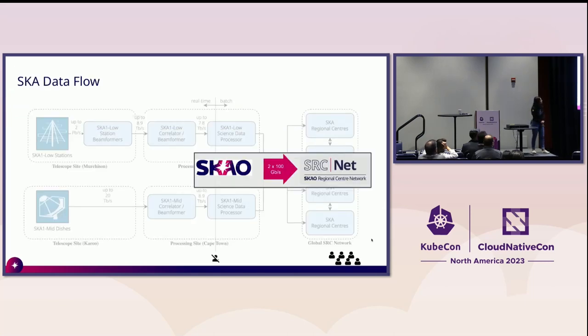So jumping back to the data flow diagram, just to highlight that last stage of the data journey, as is shown here, which is moving the data across two high bandwidth network links from Perth and Cape Town to a network of SKA Regional Centres, or SRCs. This is where the users are going to have access to the data. Users don't have access to the data as it's being reduced within the observatory itself.